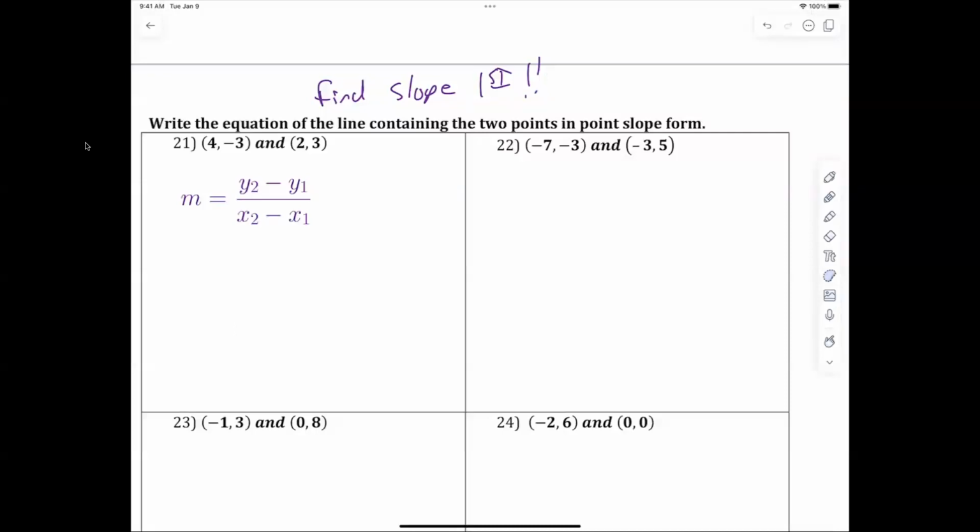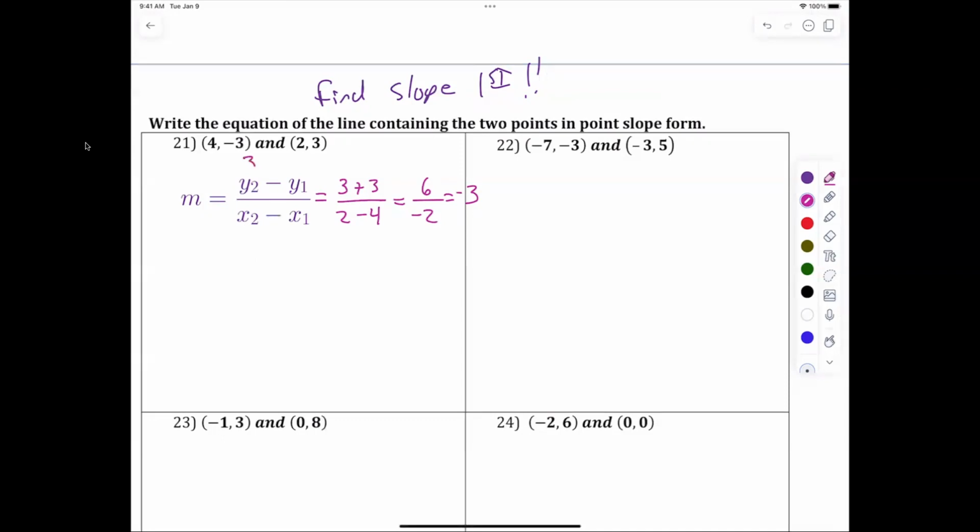So everybody calculate the slope for me. Some of you who want to use your handy dandy calculator because you're nervous about things, I'm totally fine with that. Now, do I say 3 minus negative? No, I say 3 plus 3 over 2 minus 4. What's 3 plus 3? 6 over -2. What's 6 divided by -2? -3.